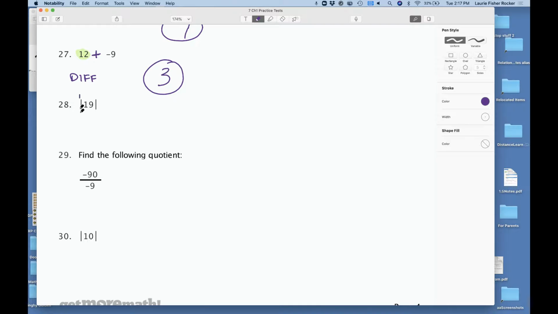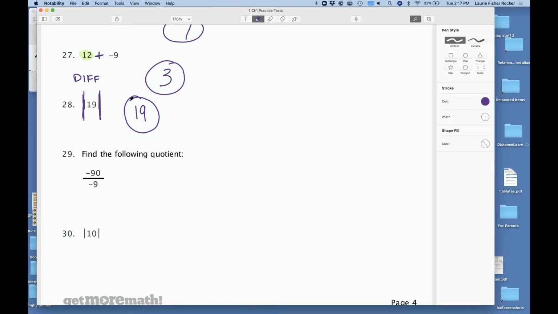Absolute value bars. Absolute value bar of 19 is 19. Division rules state that, so this is division right here. If you haven't figured that out, that's division. So it's same sign, so it's going to be positive. And then I just got 90 divided by 9. So hopefully you see that that's 10. And it's positive, so I'm just going to leave it like that.